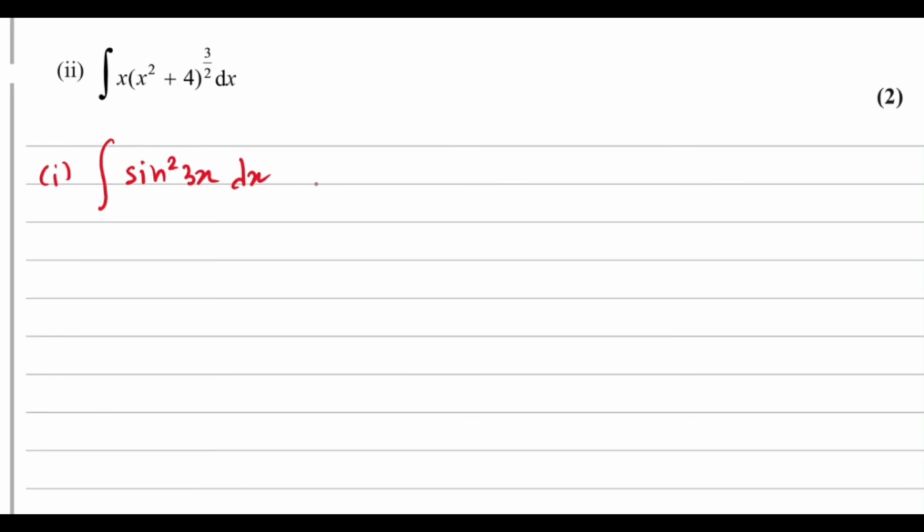To find this integration, we have to first understand that we cannot integrate trigonometric functions that have a power greater than 1. So sin squared x has a power greater than 1, cos squared x has a power greater than 1, tan squared x has a power greater than 1. This type of function cannot be integrated directly. We have to write out an identity.